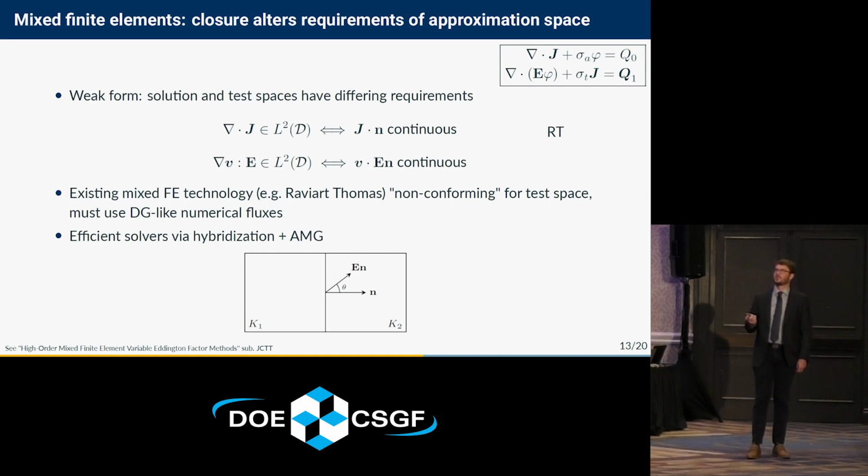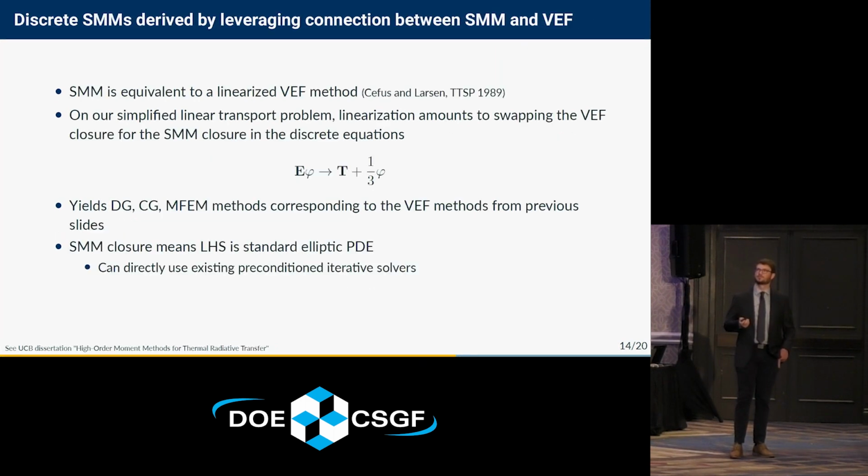The trouble is that robust methods have been invented for this requirement, but there are no techniques available for this arbitrary component. So I had to use DG-like numerical fluxes, and this is demonstrated in the paper I've linked below. I found a way to solve this via mixed finite element hybridization and algebraic multigrid.